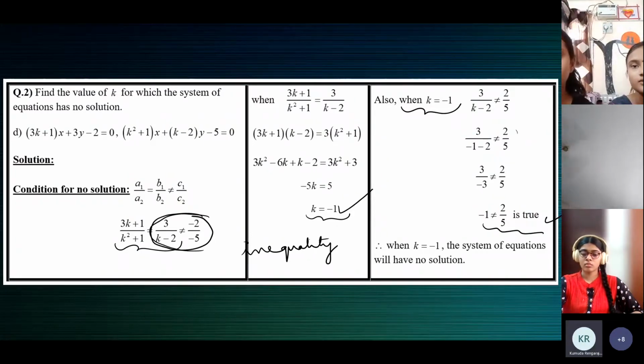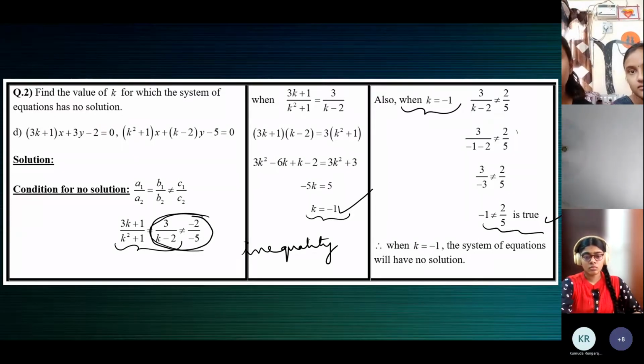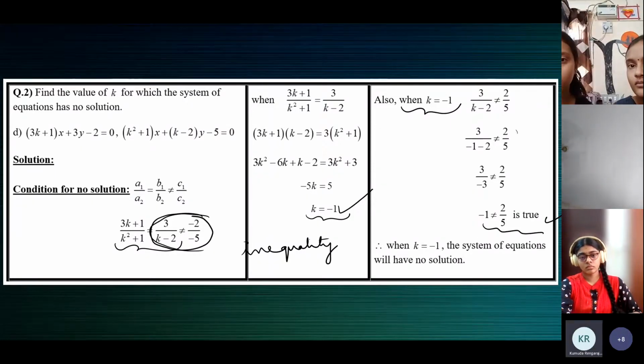Have you got comfortable with these kind of questions, children? Is it fine? For unique solution, you will get many answers for k. For no solution, 1 or 2 answers, 1 or 2 values. Only for unique, you will get many values. For all real values of k other than something, the system of equations will have a unique solution.